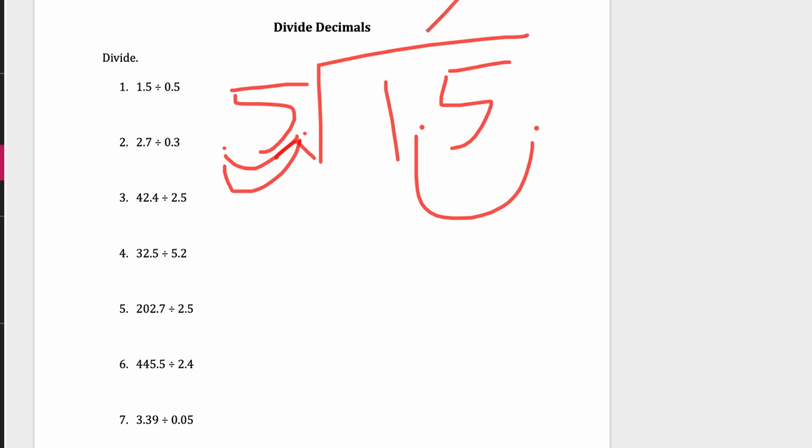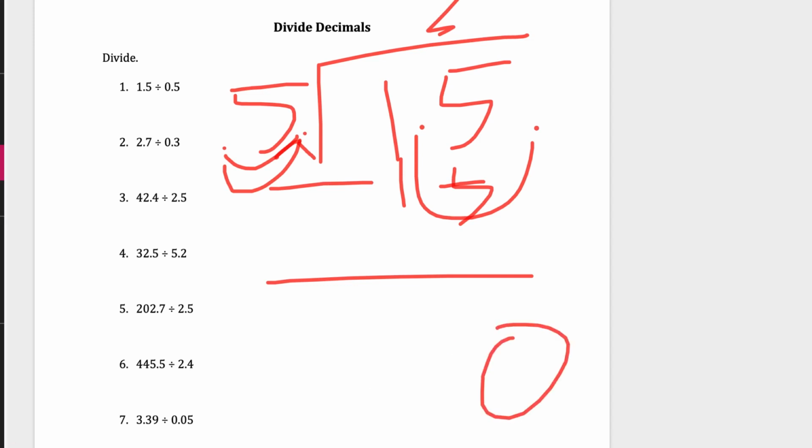And you get 3, because 5 times 3 is 15. And you get 3. So 1.5 divided by 0.5 would be 3, because you've got to still keep the decimal point up here.